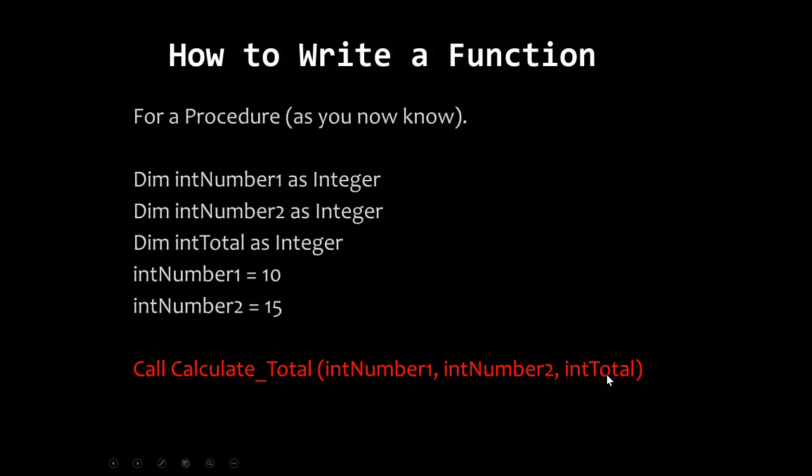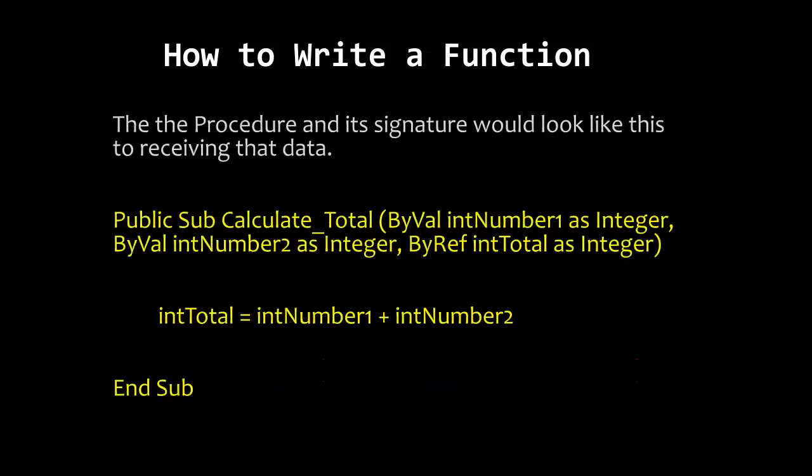And int total will now be populated. Okay? If you received it ByVal and you did this, once again, it will allow you to do it. It won't give you a syntax error, but when you go back, it will be 0. So you need to make sure anything you change is received ByRef. Make sense? Okay, that's what we've done so far. This is not a function.